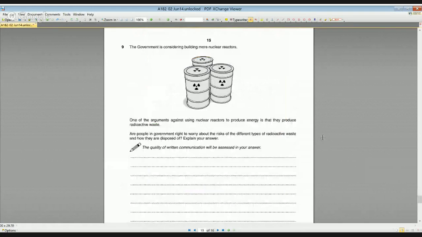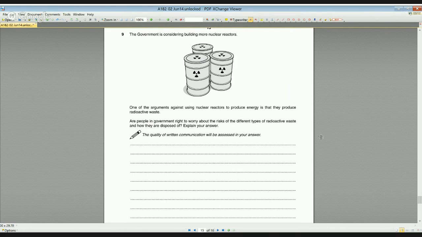And the very last question is question number 9 here, about the government considering building more nuclear reactors. This question, by the way, is the easier of the 6-mark questions in this paper. You normally would get 2 questions aimed at A students, and 1 question aimed at C grade or B grade students. And this is the slightly easier one. It's mostly a recall of knowledge.